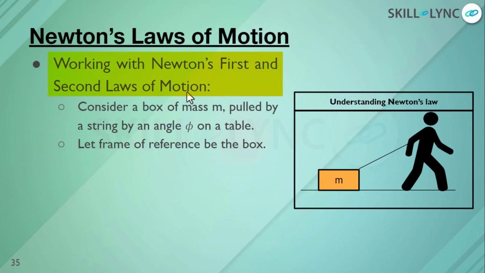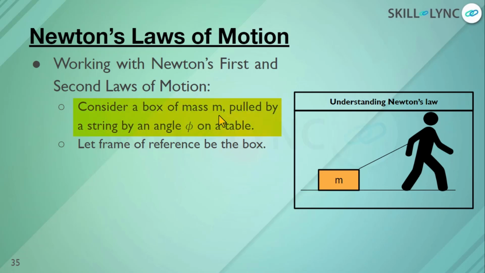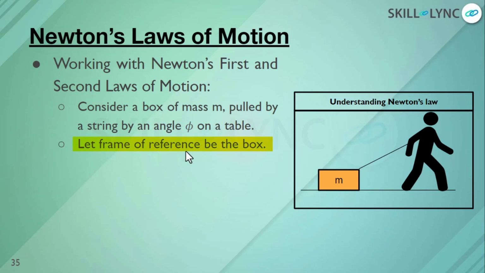The next thing that we are going to study is working with Newton's first and second laws of motion. For understanding the working of both the laws, let's consider an example. Consider a box of mass m pulled by a string at an angle phi on a table. So this is the mass of the box m, and it is being pulled at an angle phi. Let the frame of reference be the box.